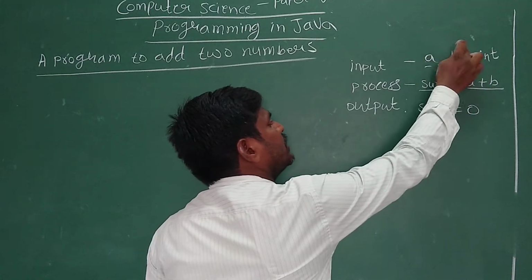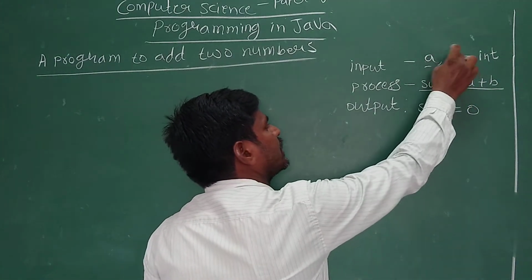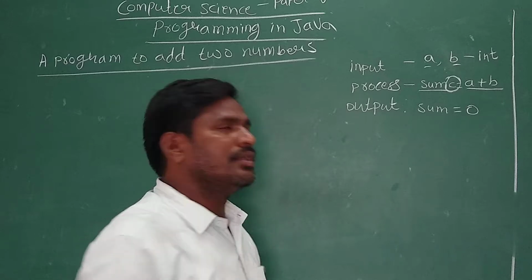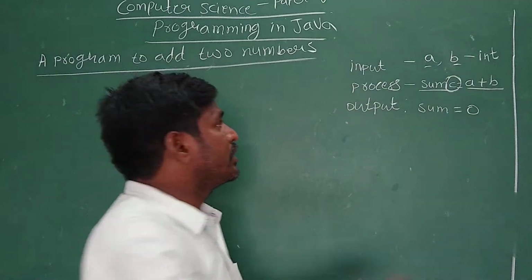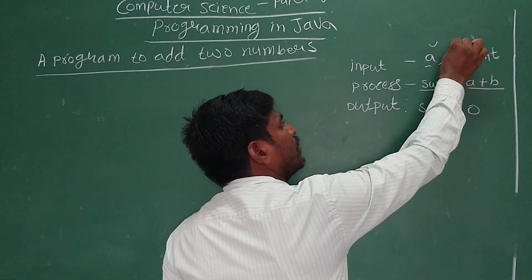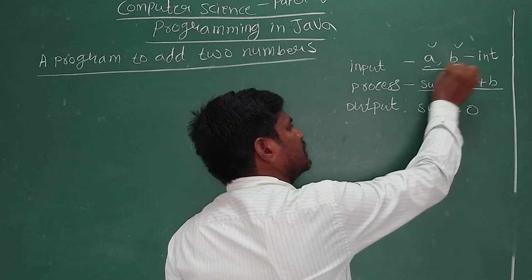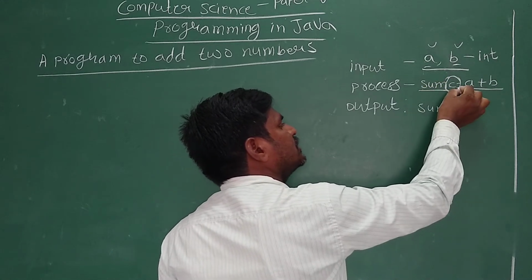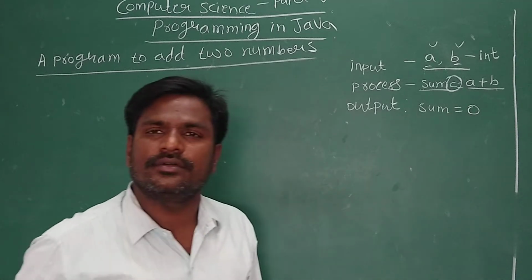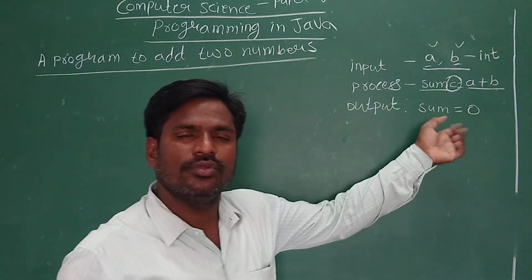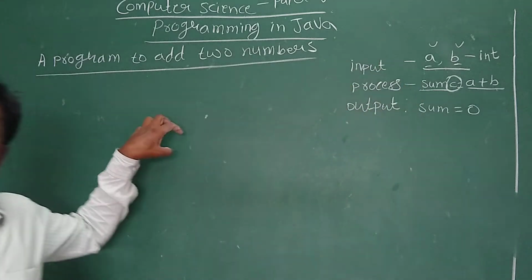When you are adding two integers, the result is also an integer. So we have to declare the three integer variables. We have to read the A value and we have to read the B value, and that is the input. The process is C is equal to A plus B. Output is we have to display sum is equal to value. Now we know the process. Now we have to write the program.